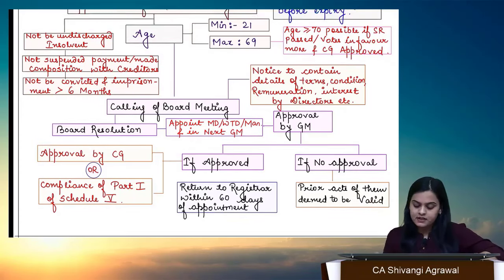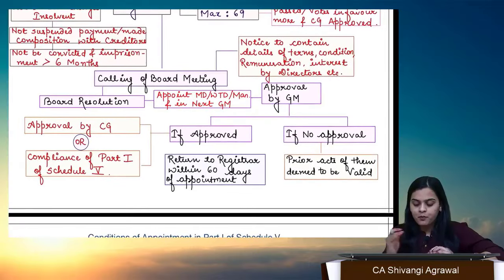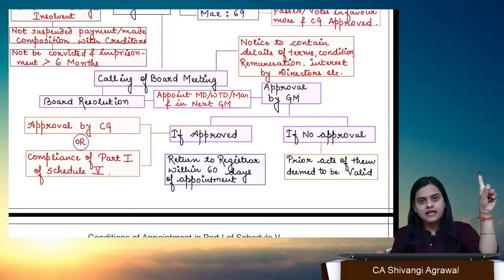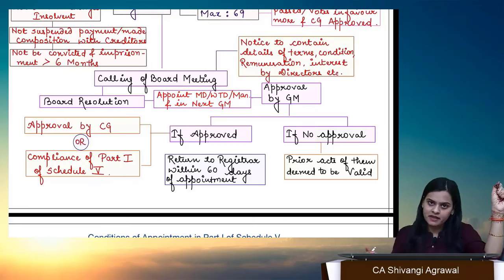Okay. Now, appointment requires approval. There are 3 stages, my dear: BR in BM, OR in GM and central government approval, sometimes, not always. So there can be a 2-stage process also: board resolution in board meeting, ordinary resolution in general meeting, and that's how the appointment of these people will be made, right?